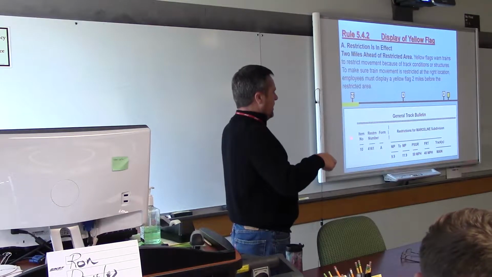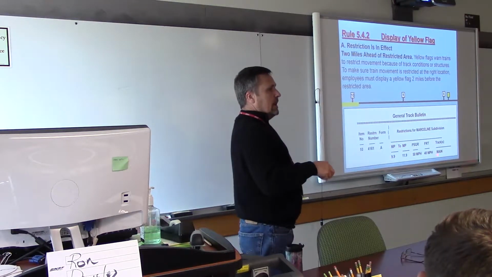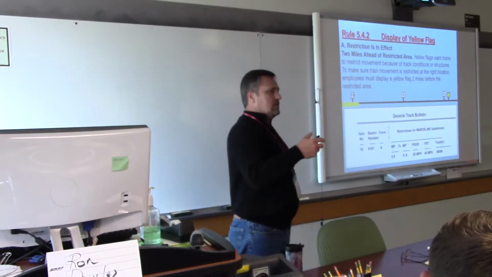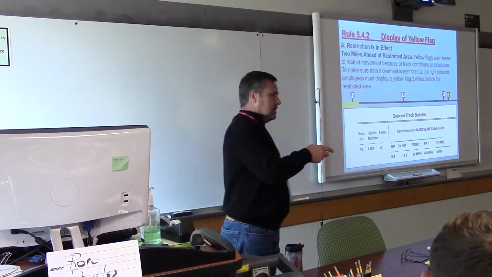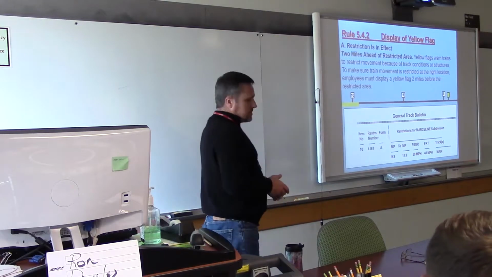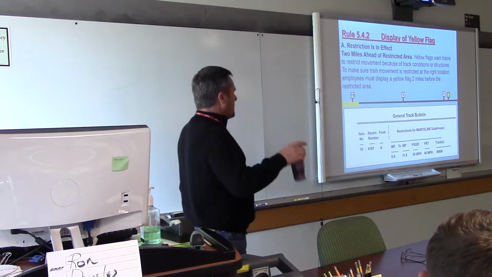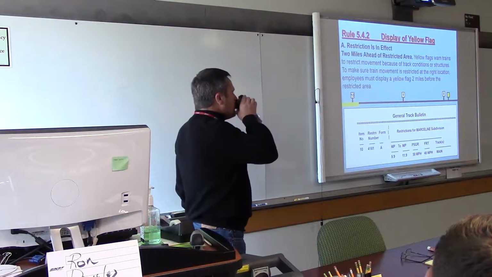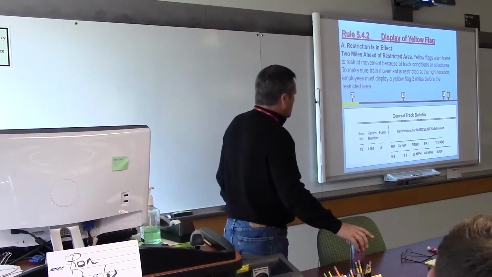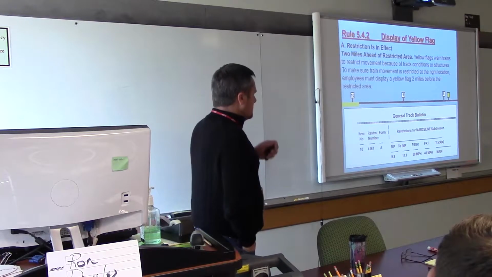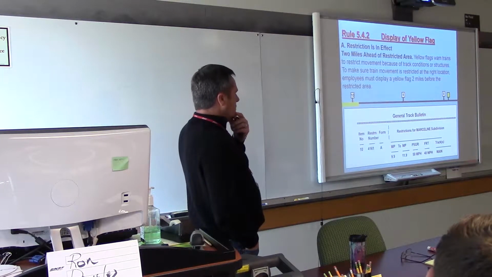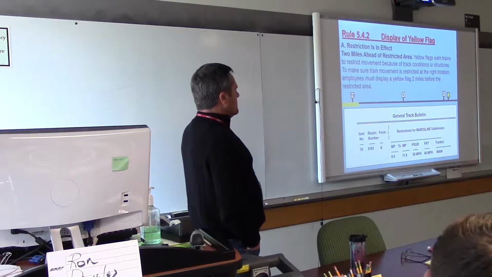This scenario is when you have a restriction in writing, it's in your bulletin, it's in effect. Go ahead, Jerry. Display of yellow flag, restriction is in effect. 2 miles ahead of restricted area, yellow flags warn trains to restrict movement because of track conditions or structures. To make sure train movement is restricted at the right location, employees must display a yellow flag 2 miles before the restricted area.